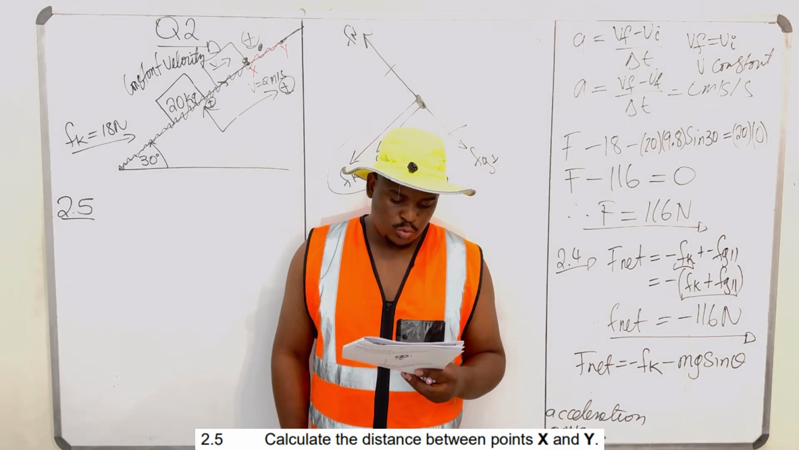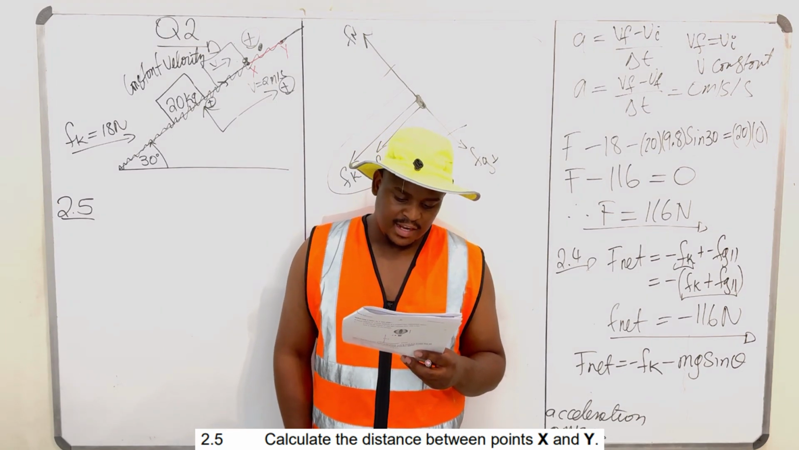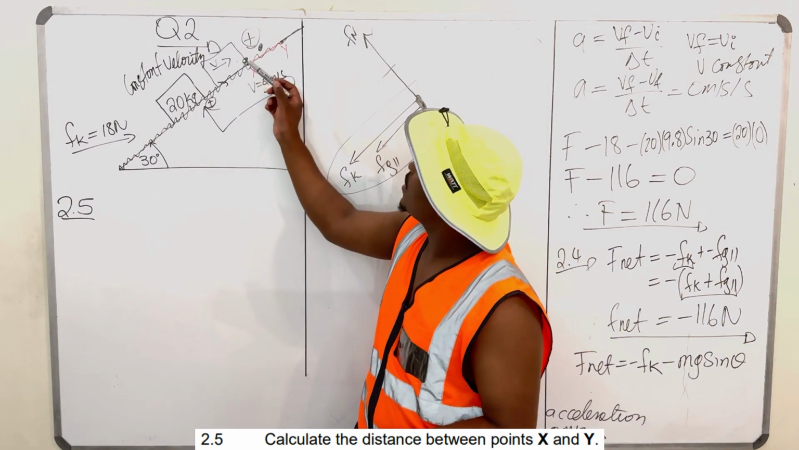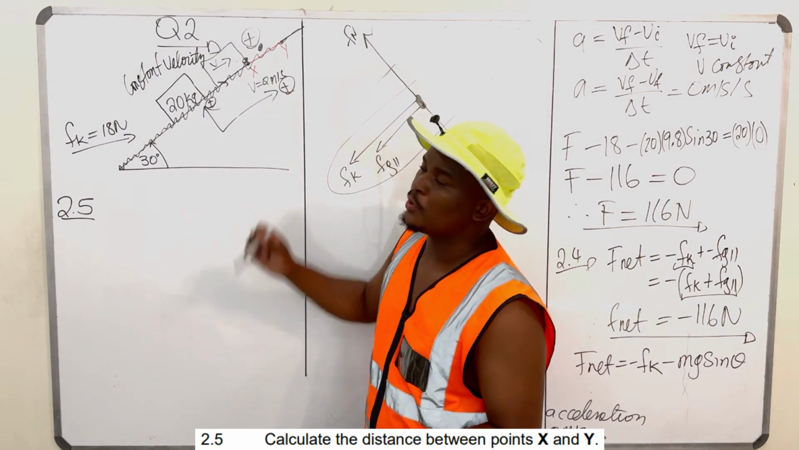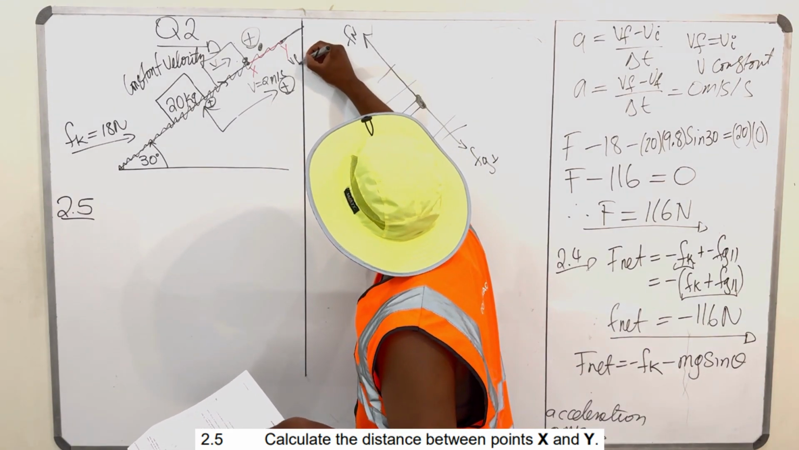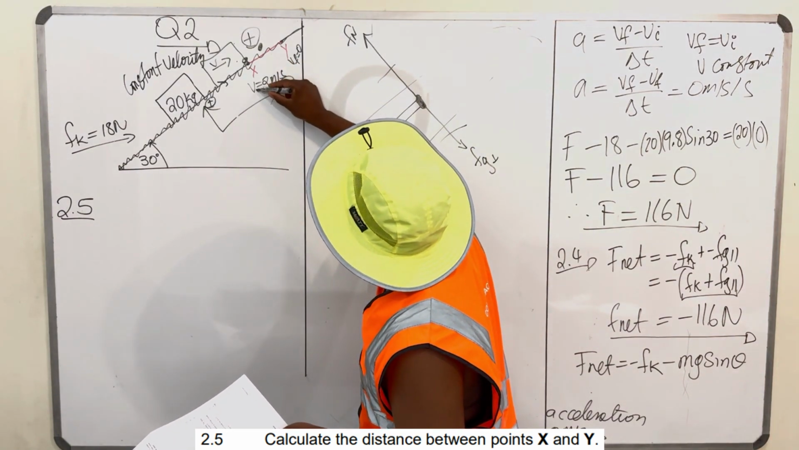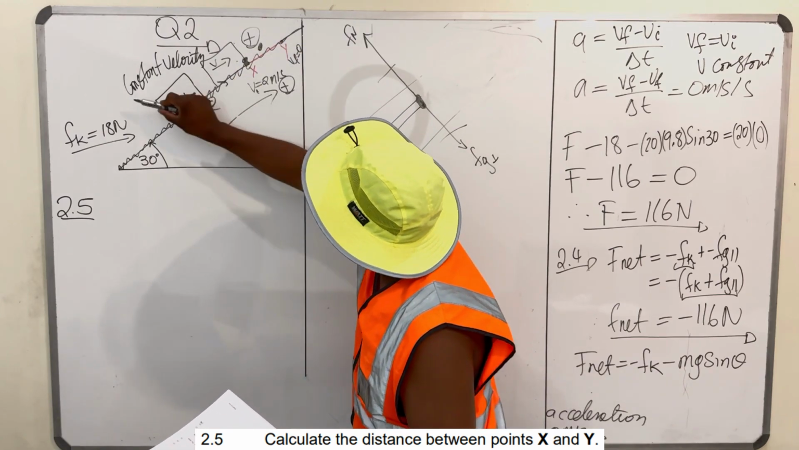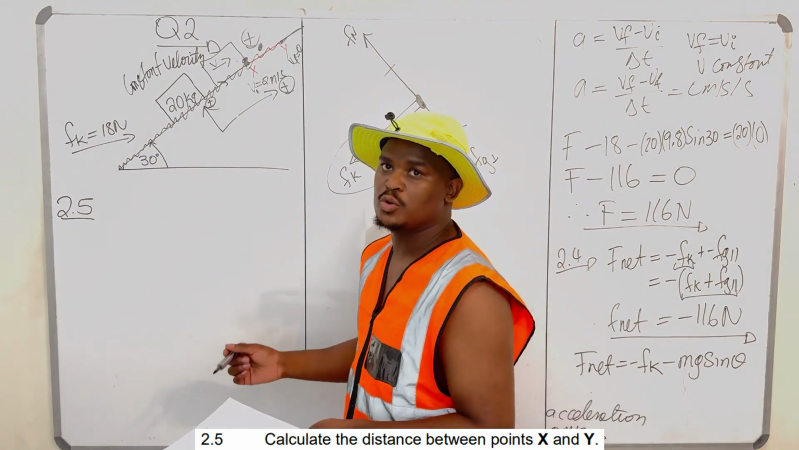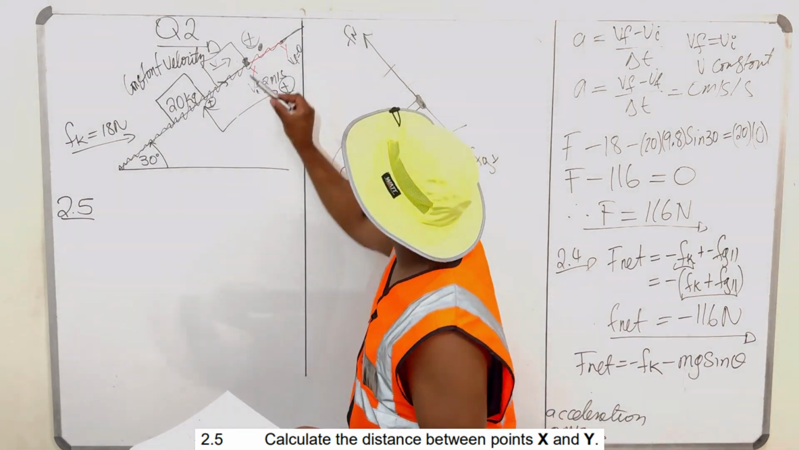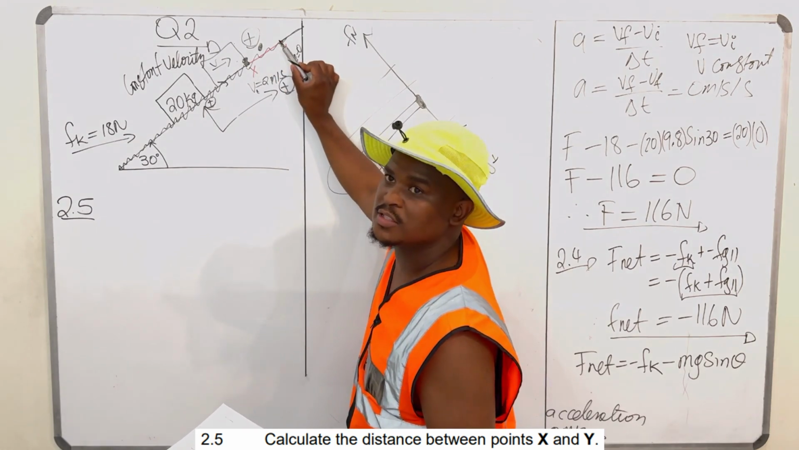Okay, so now we'll do 2.5. They are saying calculate the distance between point X and point Y. We know that at point Y the final velocity is 0. Its initial velocity was 2 meters per second, because that's the velocity it arrived with from the constant velocity, which we're given as 2 meters per second. So here we know the final velocity is 0, so we can find the acceleration between these two points.